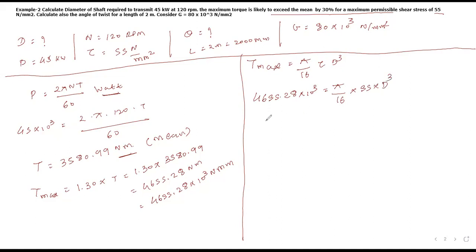55 × d³. So you will get the diameter directly. That is 75.5. Check it. D equal to 75.5. Let's check it.